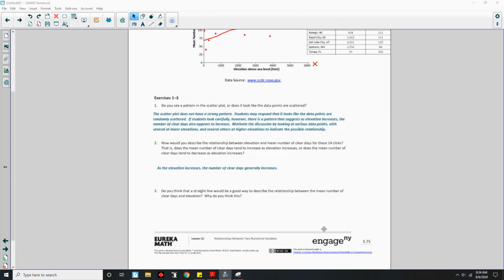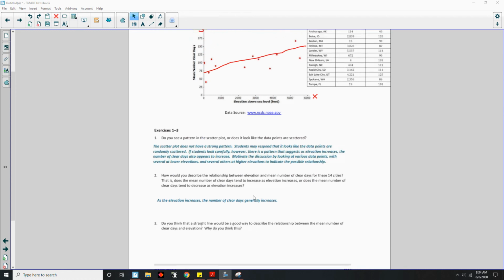All right, number 3. Do you think that a straight line would be a good way to describe the relationship between the mean number of clear days and elevation? Why do you think this?